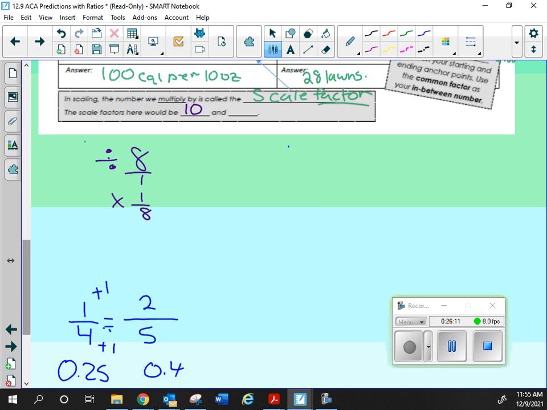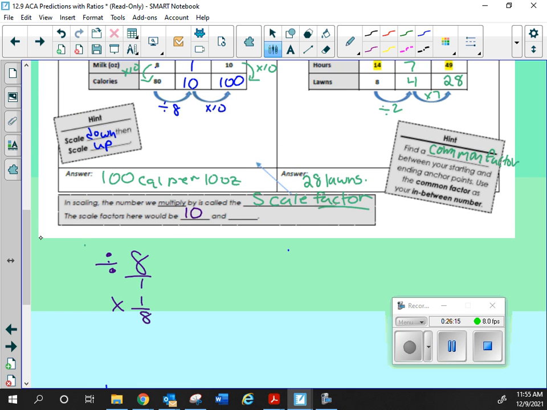Okay? So my scale factors in here are times 10, and instead of divide by 8, I could also write times what? Times 1/8. Okay, my scale factor is 1/8. I was never going to make you write it like that, but it's just understanding that the scale factor was a fraction because my number got smaller.